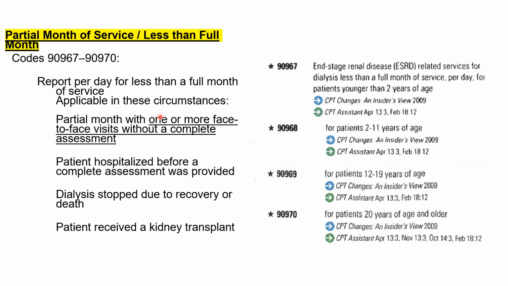But here the service is partial month and even the complete assessment is not given, then we come to this code. Or the patient is hospitalized before a complete assessment was provided, dialysis stopped due to recovery or death, and patient receives a kidney transplant. In all these cases, we use this code. And if you see the code language, you will see that these codes are also age specific. So depending upon the age of the patient, we pick up the code from here.